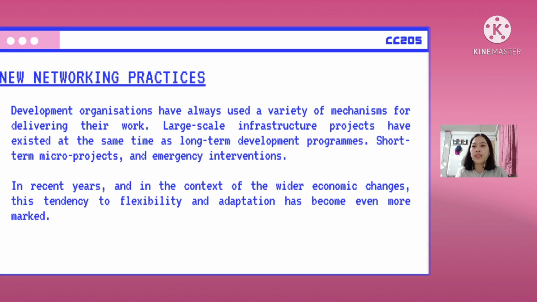New networking practices. Development organizations have always used a variety of mechanisms for delivering their work. Large-scale infrastructure projects have existed at the same time as long-term development programs, short-term micro-projects, and emergency interventions. In recent years, and in the context of the wider economic changes, this tendency to flexibility and adaptation has become even more marked. Three needs drive this trend: the need to be able to identify and adapt to change, pressure to achieve more impact with less financial commitment, and greater demands for accountability from more stakeholders.